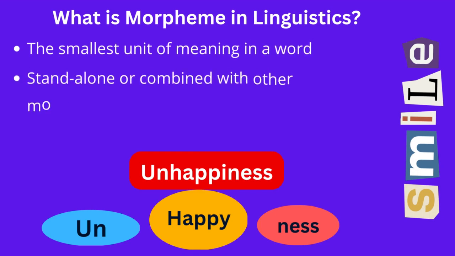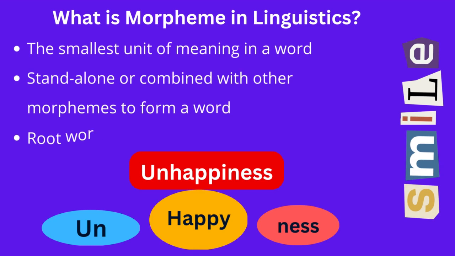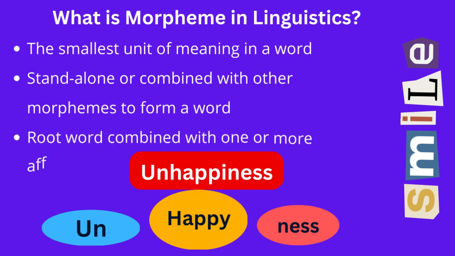Let's try to learn what is morpheme in linguistics or morphology. Morpheme is the smallest unit of meaning in a word or language. It can stand alone or can be combined with other morphemes to form words. So we have two types of morpheme: root morpheme, also known as base morpheme, and affixes. Don't worry about these terms. We will discuss them in detail in our next few slides.